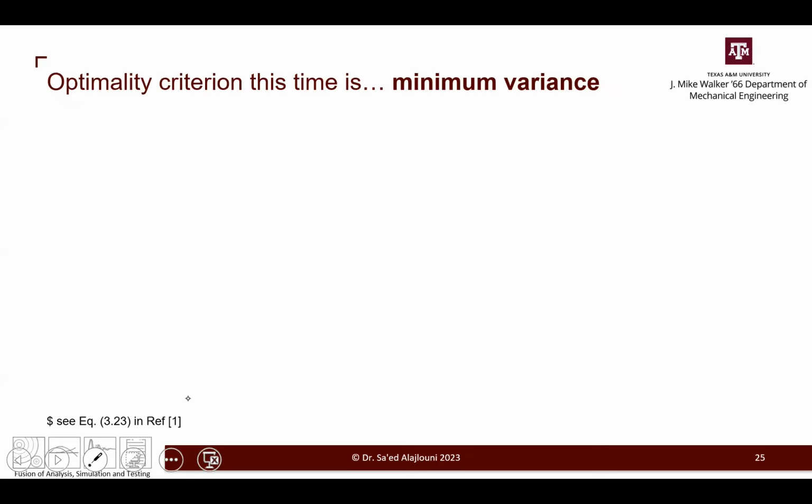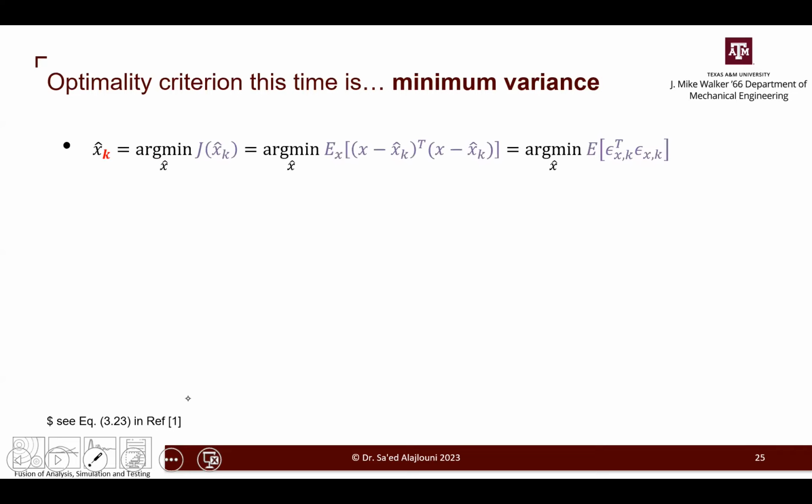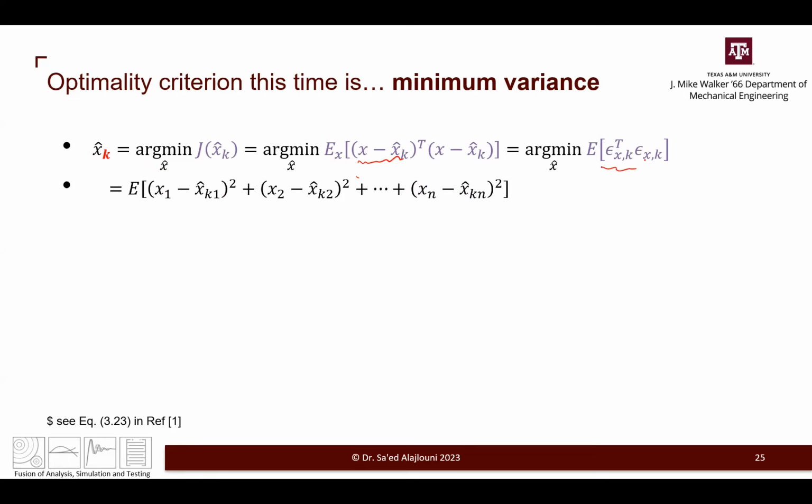Okay, so we have the form of our estimator, but we don't know what k is, and we still haven't talked about the optimality criterion. The optimality criterion here is that our estimate is the one that minimizes the cost function J, and the cost function is nothing but the expected value of the norm of this vector here. And this vector is the estimation error. So I rewrote it here.